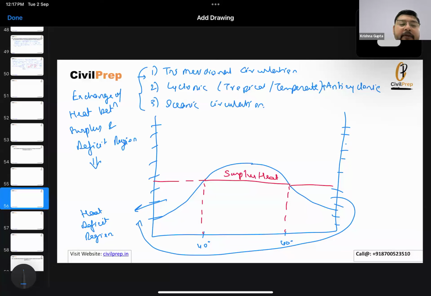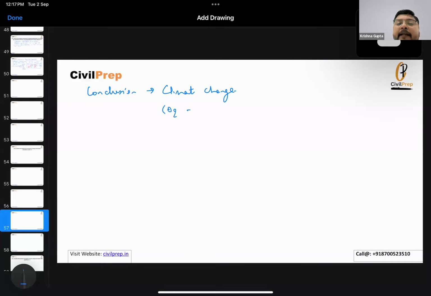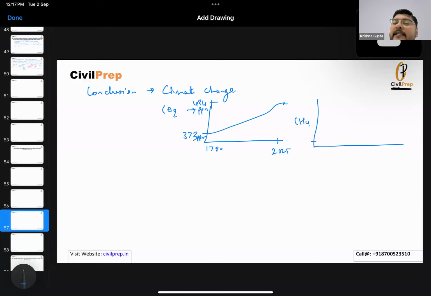We can give in the conclusion that because of climate change, carbon dioxide has moved from around 373 parts per million, around the 1780s, up to 434 parts per million in 2025. Similarly for methane, it was around 780 parts per trillion and has come to around 1340 parts per trillion, from 1780 up to 2025. So this has also increased.